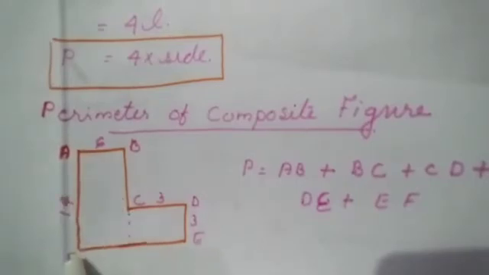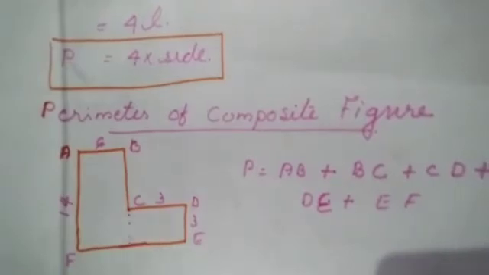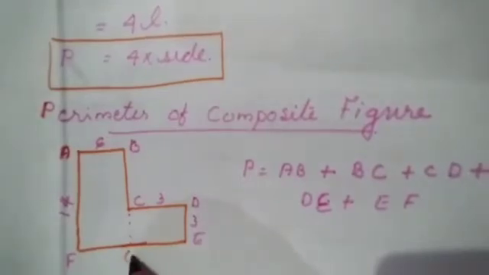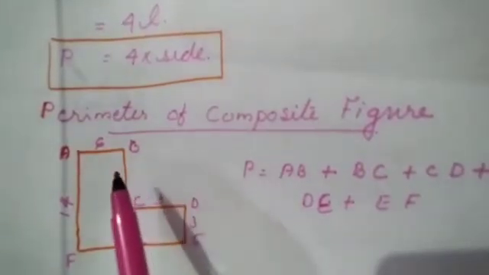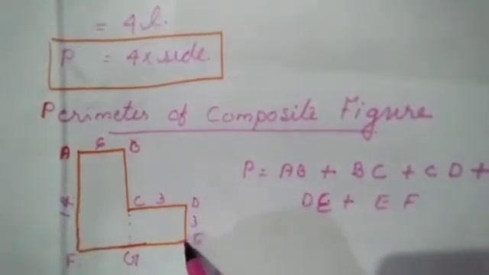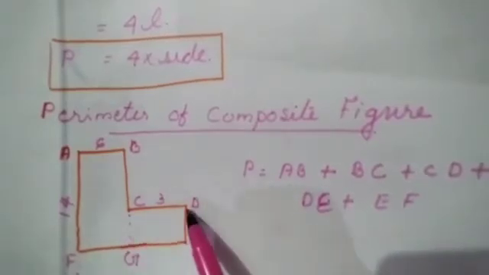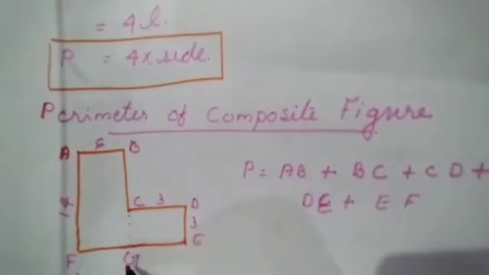That is, AF is 14, DE is 3. Then we will find this BC. Then this point B becomes G. Then AF is 14, DE is 3. Then BG and AF are equal. Then DE and CG are equal. DE is 3, so CG is also equal to 3.